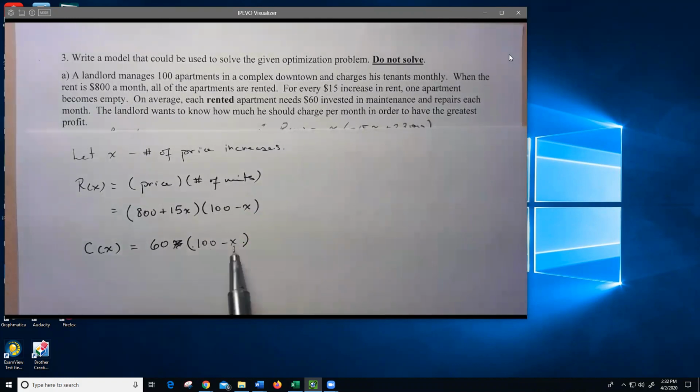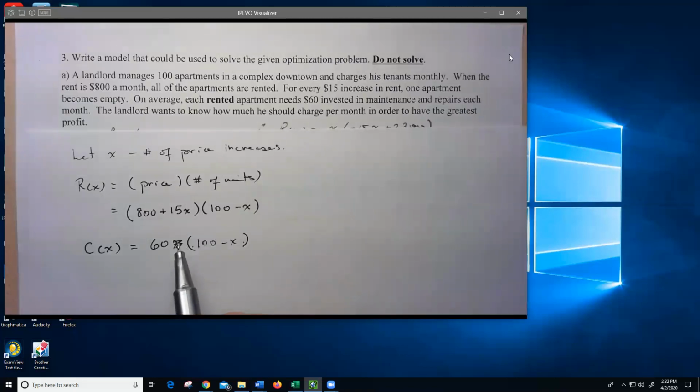Now, where this becomes a little more dicey is when your cost function is something more complex than just 60 times this binomial. If it's a cubic, then you have to put this into a cubic equation, or if it's an exponential function, you have to put that in. It's much more annoying than just using x.